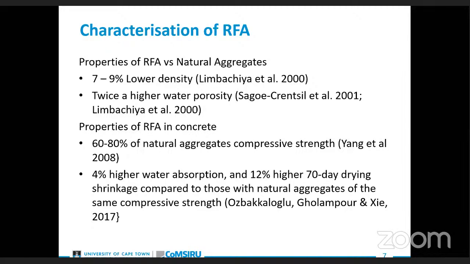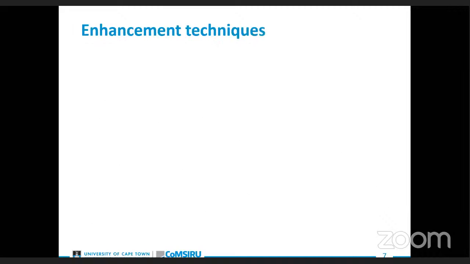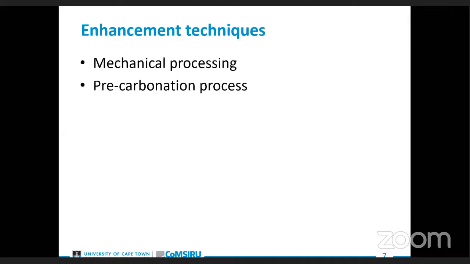Now, these characteristics have forced the industry to adopt various enhancement techniques to help with the use of RFA. These enhancement techniques include mechanical crushing or mechanical processing, which improves the morphology of the material, and pre-carbonation of the material. This helps to densify the microstructure of the material in concrete and lessen the permeability of aggressive ions. Heat treatment is also done in order to remove the adhered paste, which research showed contributes to the inferior properties of the RFA.